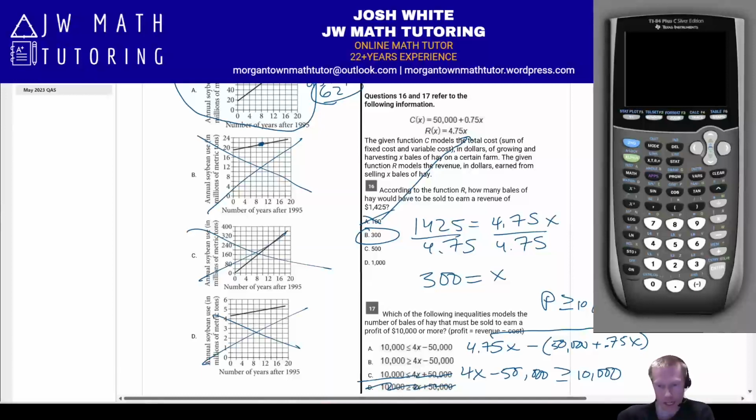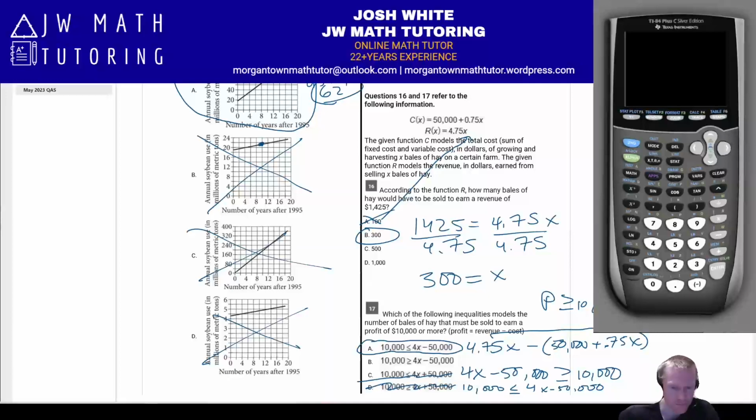But now if you just want to switch the sides of an inequality, basically you can flip the sides, but you have to remember to flip the inequality sign as well. So it still ends up pointing the same direction. So the correct answer for this one is going to be letter A: 10,000 less than or equal to 4x minus 50,000.